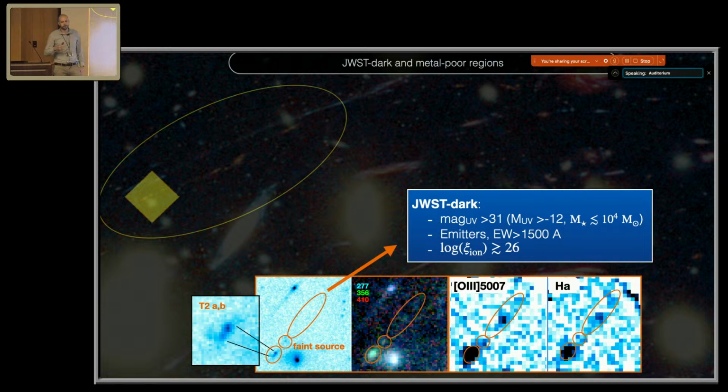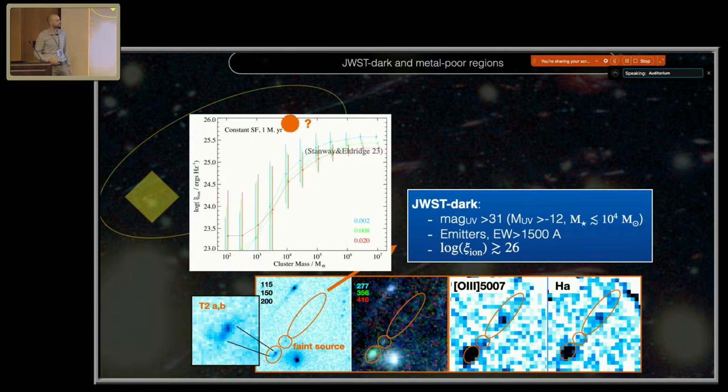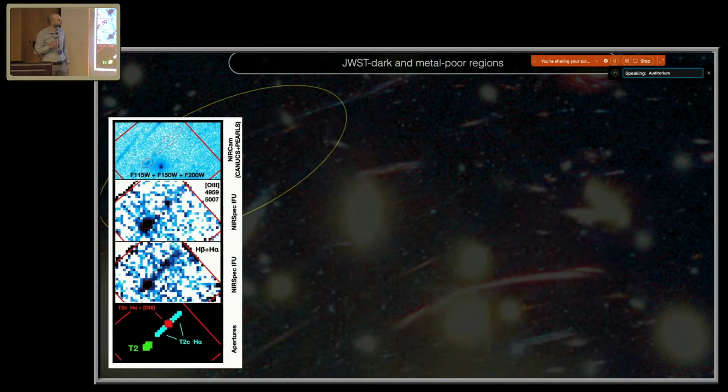That means we expect this region to have mass lower or not much higher than 10 to the 4 solar masses, but it's a strong emitter. And if we calculate the efficiency of the production of ionizing photons, that's more than 26, so it's extreme. And to us, this is very puzzling. We don't expect sources down to those masses to have enough massive stars to produce this ionizing radiation. So any suggestion here is very much welcome.